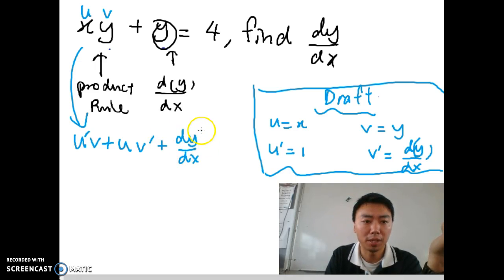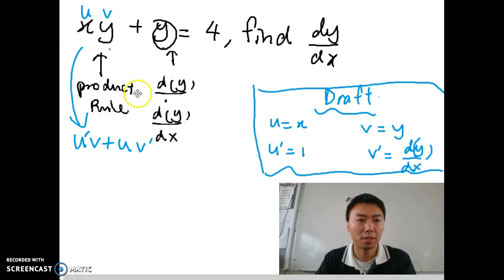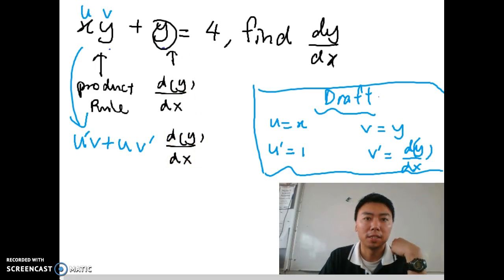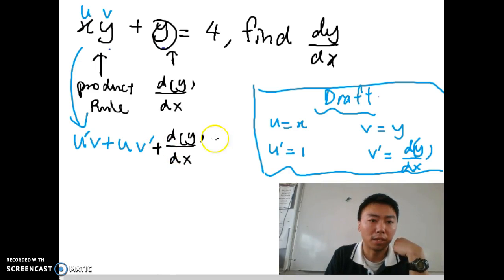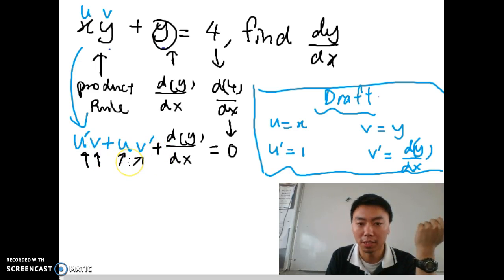I'll change it back into black or just copy this. So I already know the rest will be in black. And equal to, when I differentiate the 4, d4 dx will give me a 0. So now the last thing is just fill in what u dash is, what v is, what u is, what v dash is, and we're done.